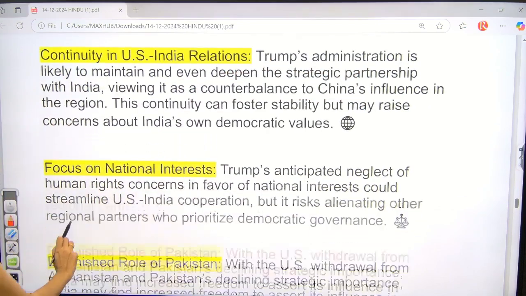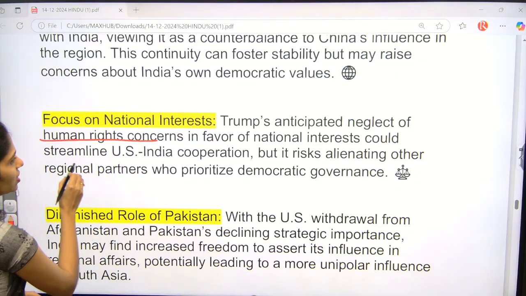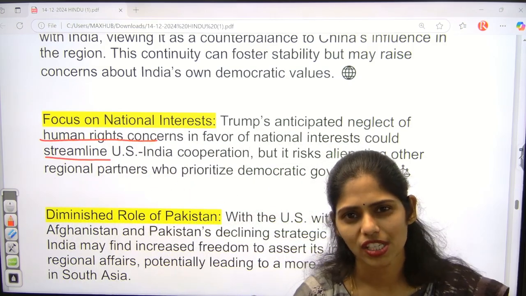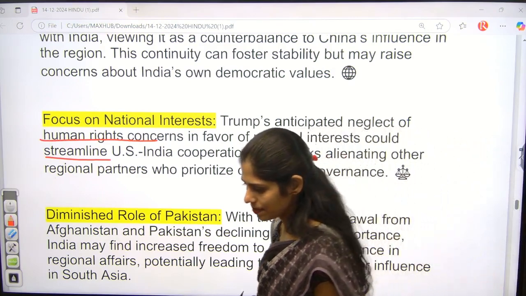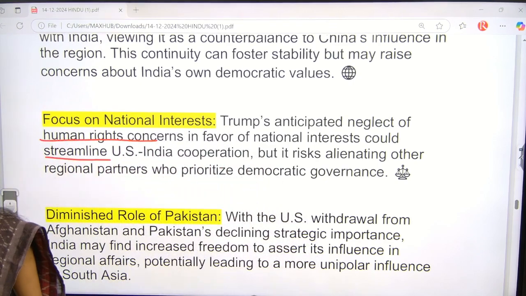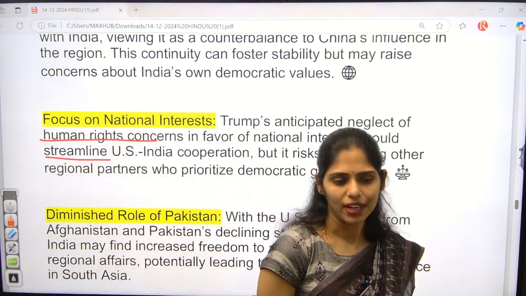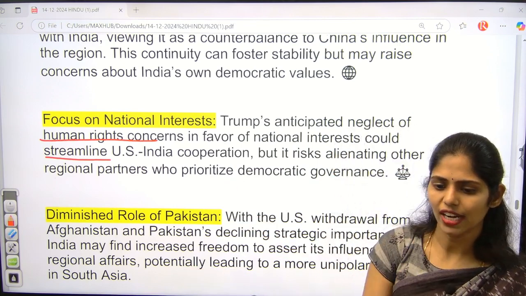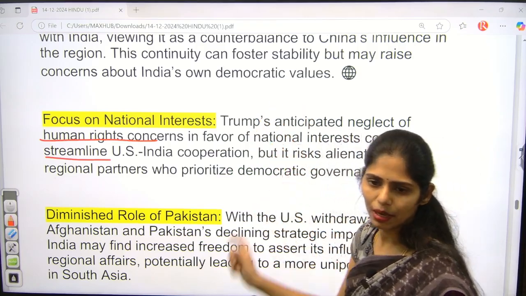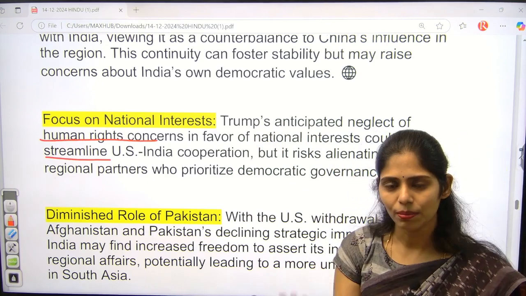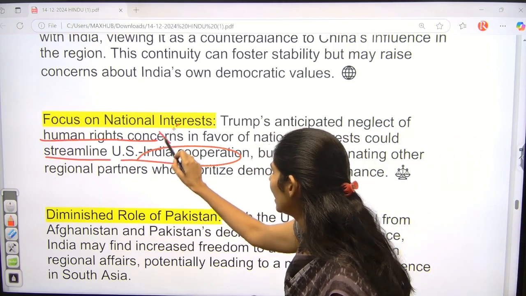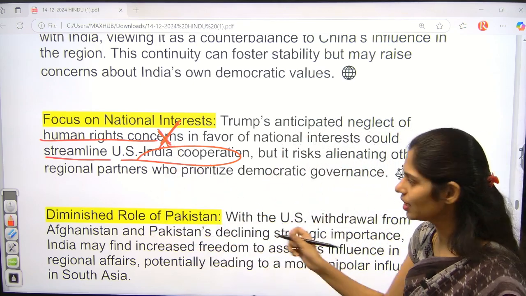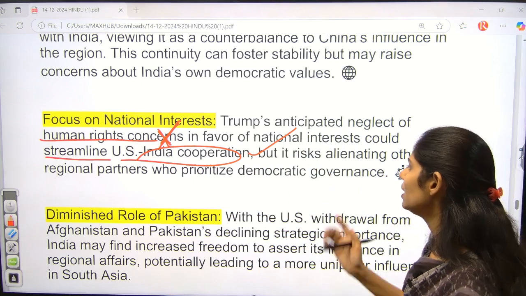And next one here is, Trump's anticipated neglect of human rights concerns in favor of national interest could streamline US-India cooperation. So actually, do you know about the WTO, that is the World Trade Organization? What does the World Trade Organization do? Ensure free and fair trade. In this WTO, disputes can be filed, right? So cases can be filed in this WTO. One important area where cases against India were filed is human rights concerns, and as well as child labor, which is very high. So here once again Trump came into power. In this Trump period, he may improve India and US relations and he may neglect these human rights violations in our country. If he is taking it lightly regarding human rights concerns in India, that will further improve India's and US cooperation.